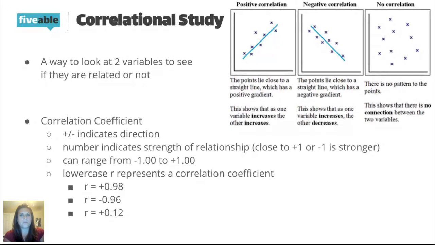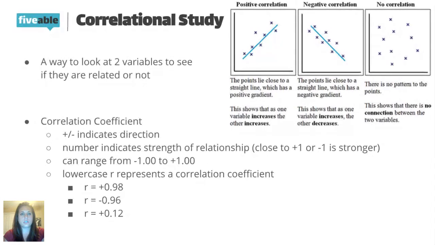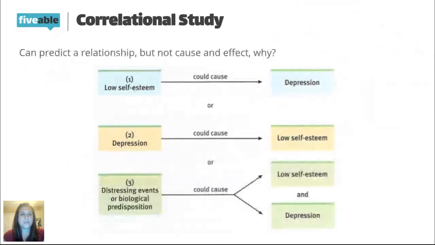Okay, we're going to move on then from correlation. Oh, sorry, one more slide. The reason why in a correlational study we have to be careful, because we still can't determine cause and effect, is because it can predict the relationship, right? I'm looking at how many hours of video games you play a day versus your grades, and I can predict what that relationship is going to be. But again, I can't necessarily predict why.